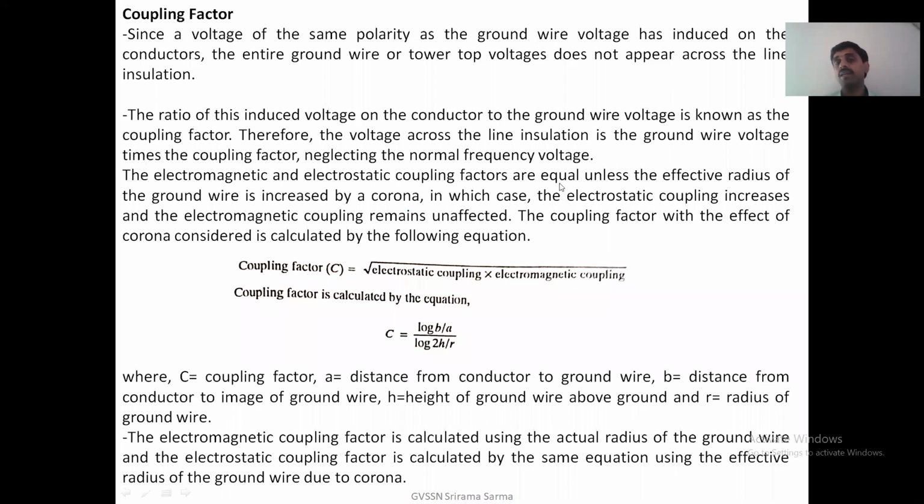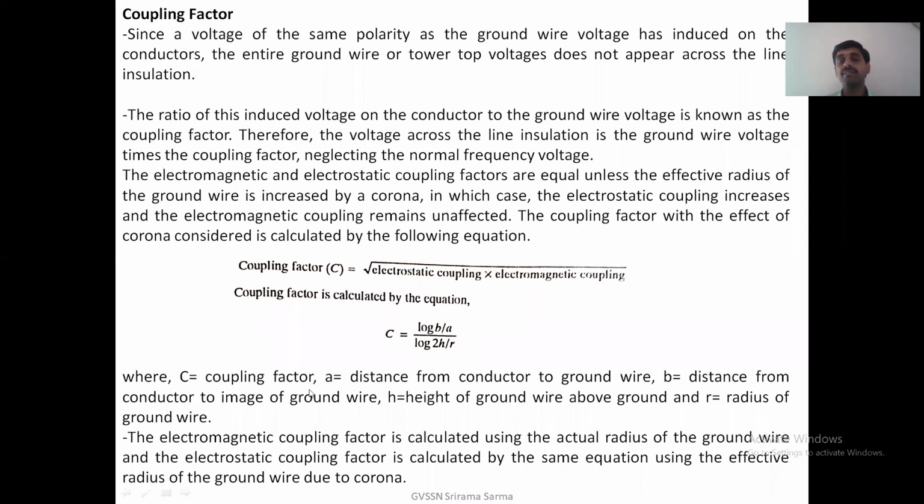Electromagnetic and electrostatic coupling factors are equal unless the effective radius of the ground wire is increased by corona. In which case, electrostatic coupling increases, while electromagnetic coupling remains unaffected. The coupling factor with the effect of corona considered is calculated like this. So, this is the coupling factor. Although it is a ratio, you can calculate it directly from the multiplication of these two.